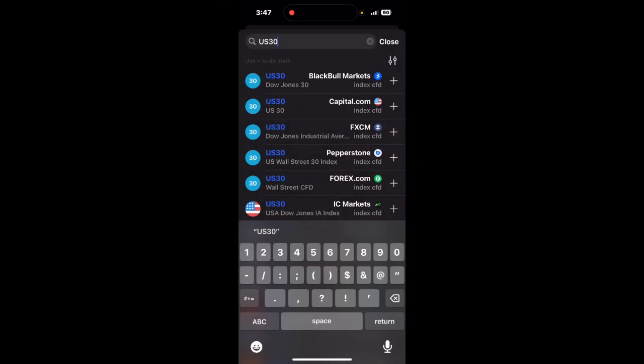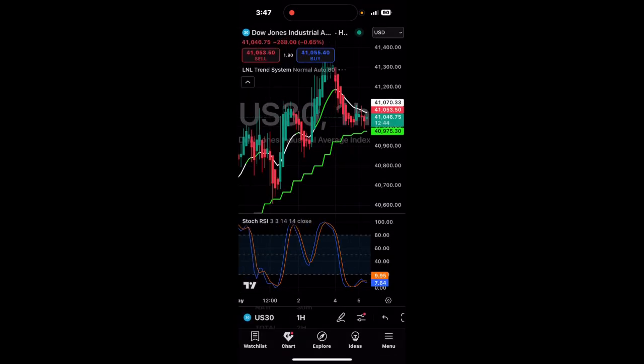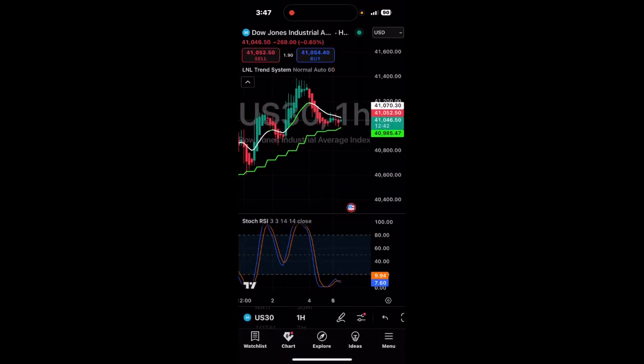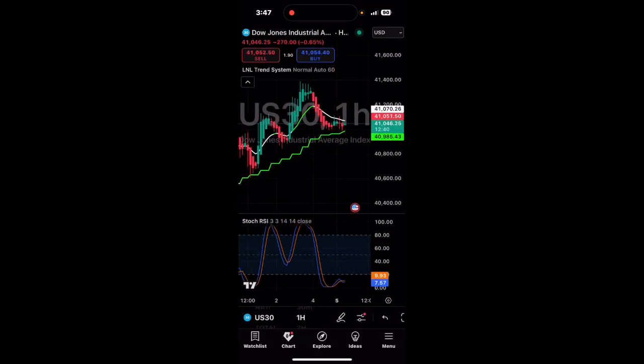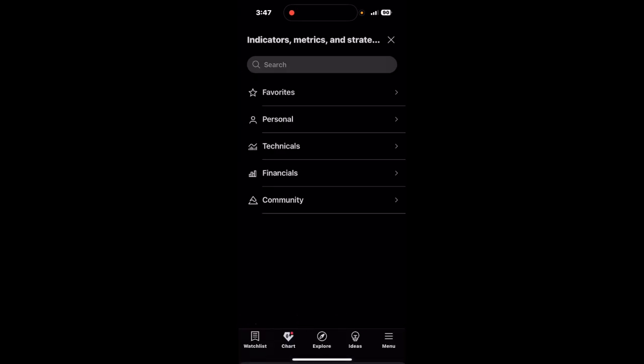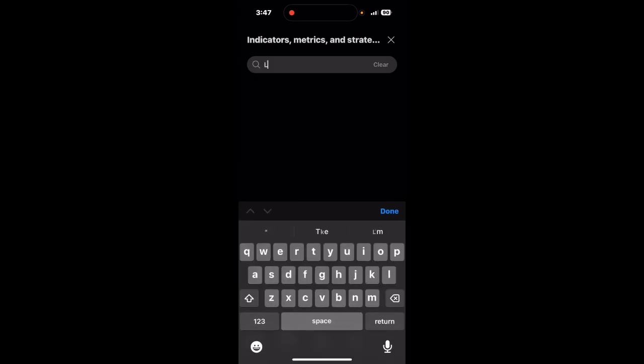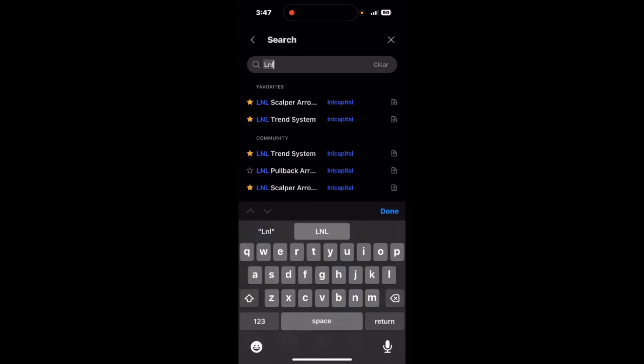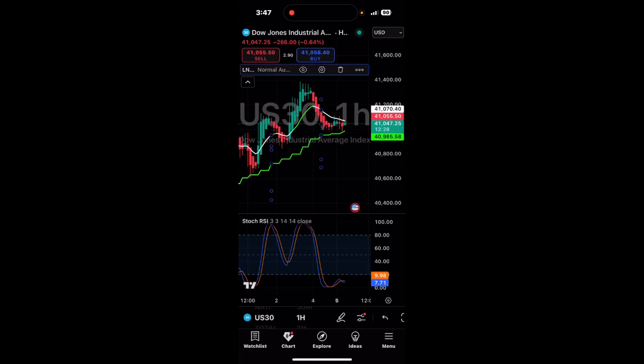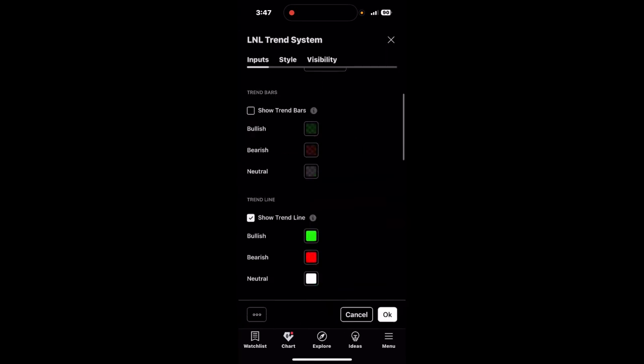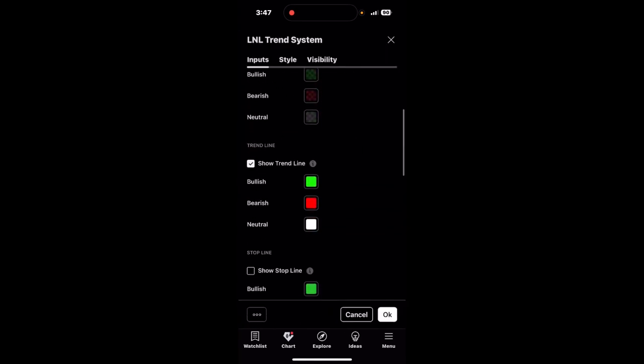Okay, so to trade the US 30, which is the Dow Jones, I'm going to click that. To set it up, what you need is two indicators. You'll need your LNL trend system, and to get that, you just go to indicators, go to LNL trend system. You check everything off except for show trend line.